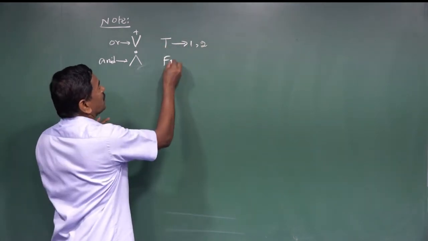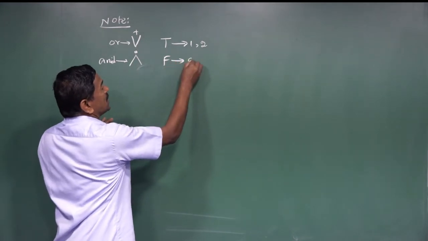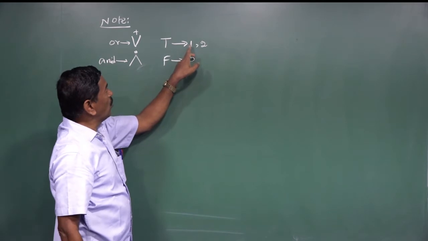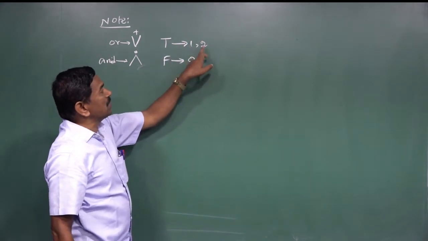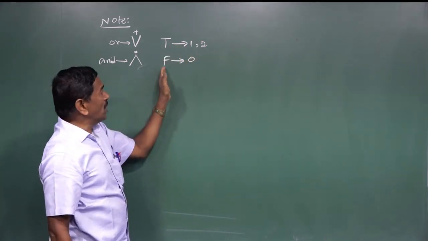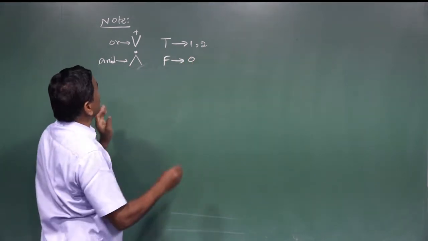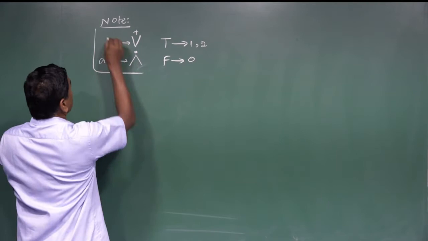Next, false. False means 0, and 0 means false. Conversely, true means 1 and 1 means true. Similarly, sometimes 2 also denotes true. False means 0, and 0 means false. So these two form one idea.